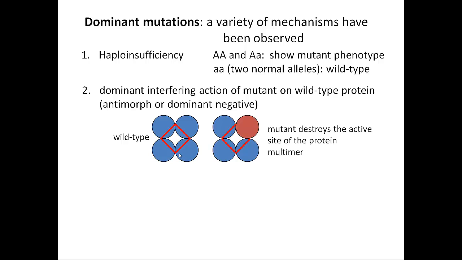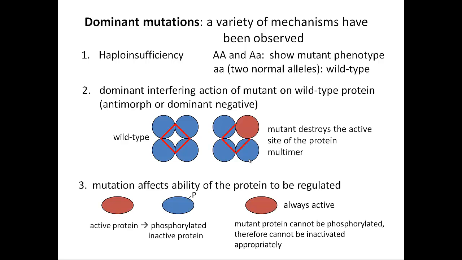So the way an antimorph might function is if this protein needs to form a tetramer, the addition of even one mutant version will destroy that binding site. This mutant protein still will retain its ability to bind to these normal proteins, but it can't actually form the active site. And so what this ends up doing is that mutant will actually poison any wild type proteins and inhibit their function as well. And antimorphs will show dominance over a normal wild type allele.